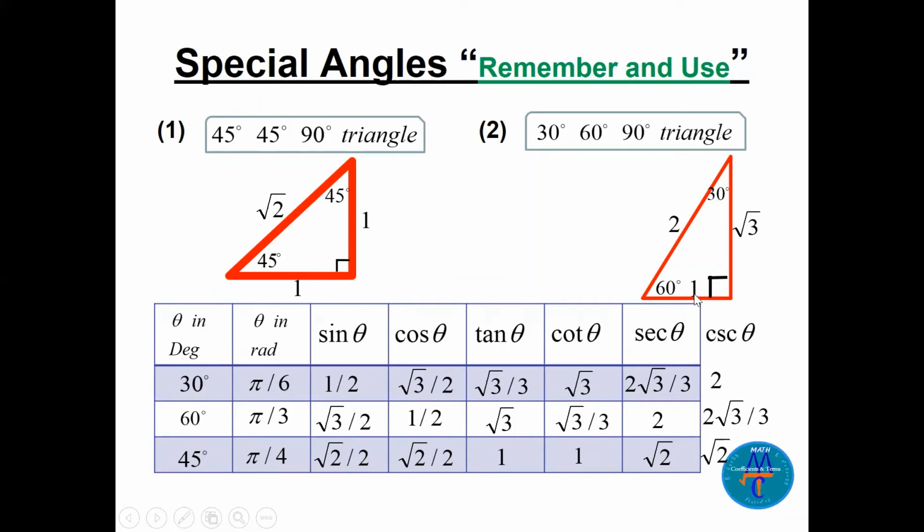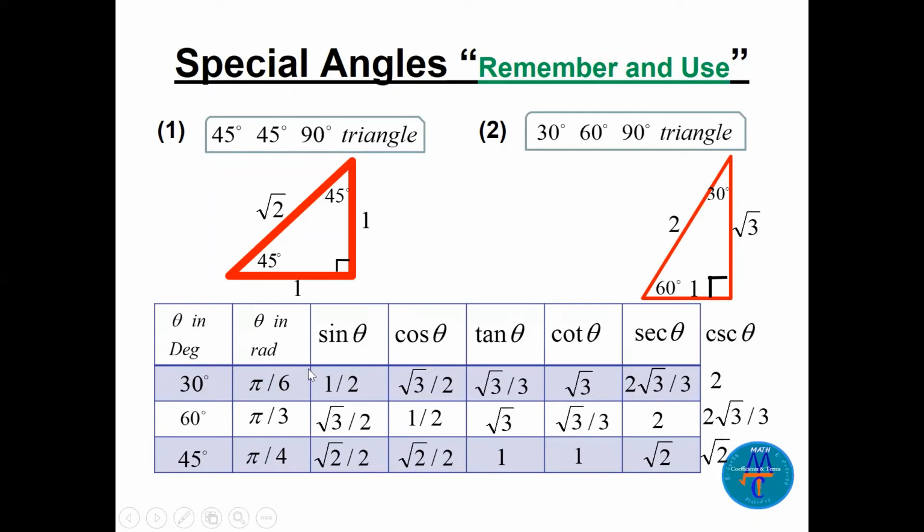30 here, 1. The side facing the 30 is half the hypotenuse. So if this is 1, this is 2. And this will be square root of 3 by using x squared plus y squared is equal to r squared. So for 30 degrees, which is in radians pi over 6, sine 30 is half. Always you can remember that.